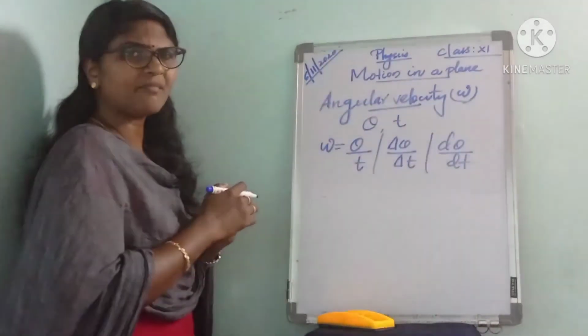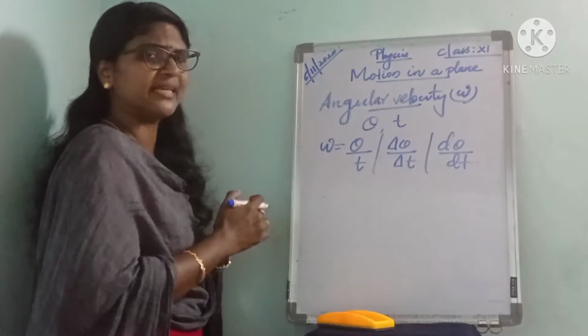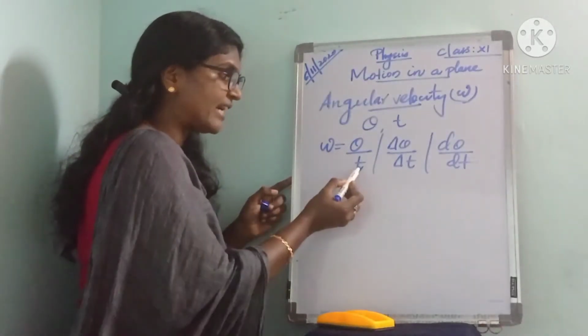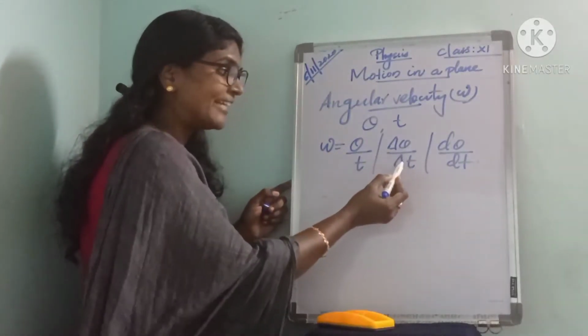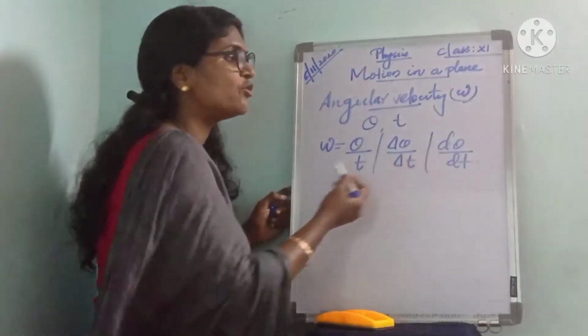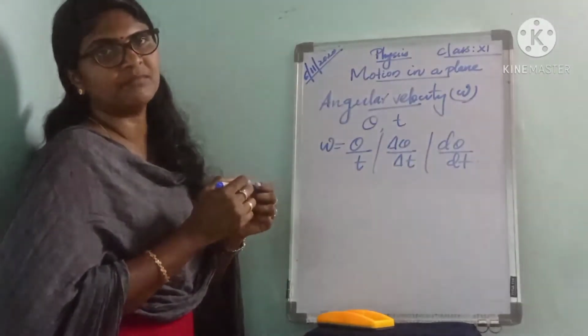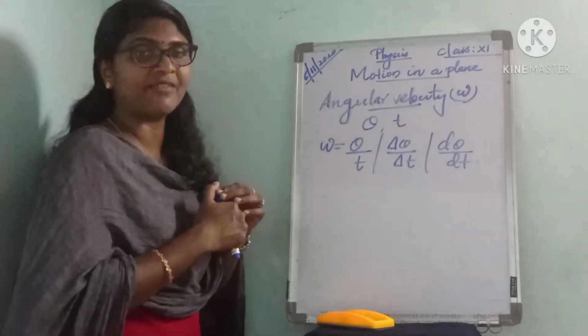Any equation you can use. Either we can use omega equal to theta by t, or omega equal to delta theta by delta t, or omega equal to d theta by dt. That is angular velocity.